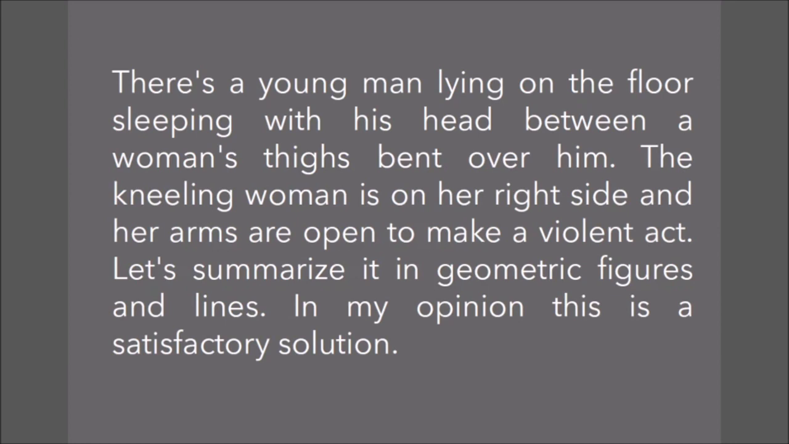There's a young man lying on the floor, sleeping with his head between a woman's thighs bent over him. The kneeling woman is on her right side, and her arms are open to make a violent act. Let's summarize it in geometric figures and lines. In my opinion, this is a satisfactory solution.